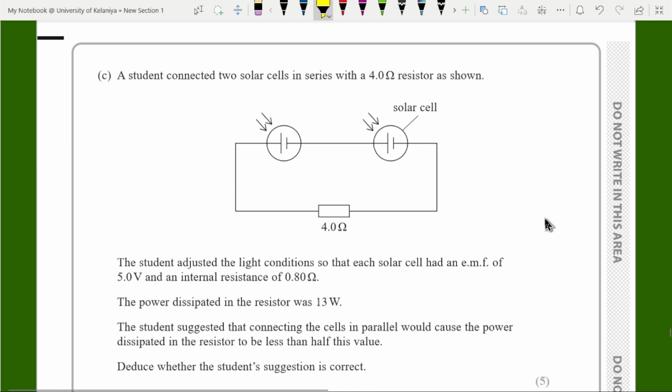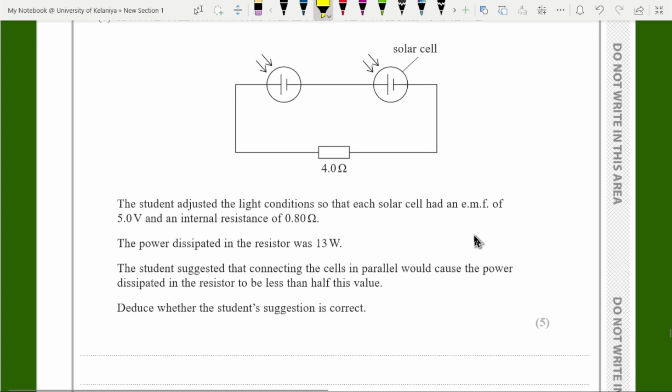Here in part C, the student connected two solar cells in series with a 4 ohm resistor as shown. The student adjusted the light conditions so that each solar cell had an EMF of 5 volts and an internal resistance of 0.80 ohms. The power dissipated in the resistor was 13 watts. The student suggested that connecting the cells in parallel would cause the power dissipated in the resistor to be less than half this value. Deduce whether the student's suggestion is correct. Let's do it.